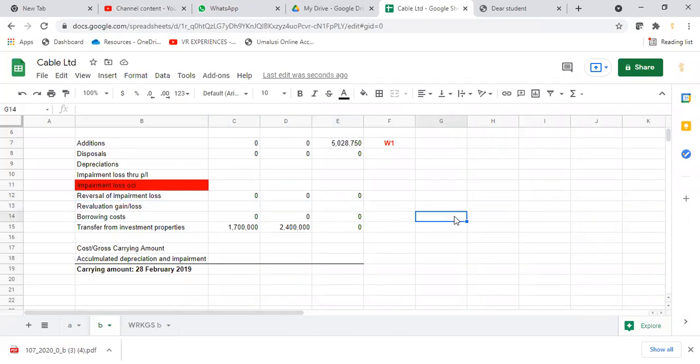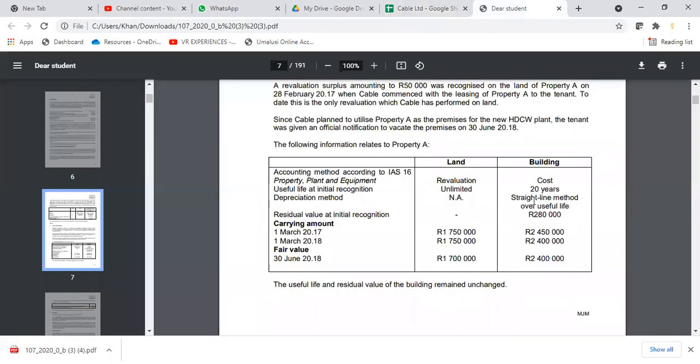I just want to finish off land before we go into buildings. Let's have a look. If you go to note number 1, and you see the table with property, you would see on 30th June 2018, the fair value of land was 1.7 and 2.4 for buildings. So why do we use the fair value? Because it went from investment property to PPE.